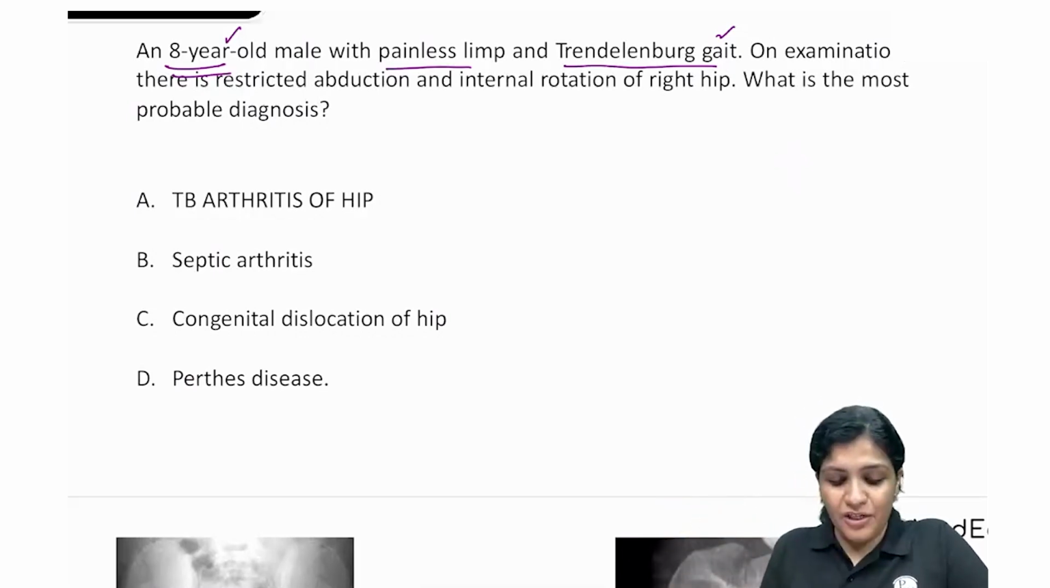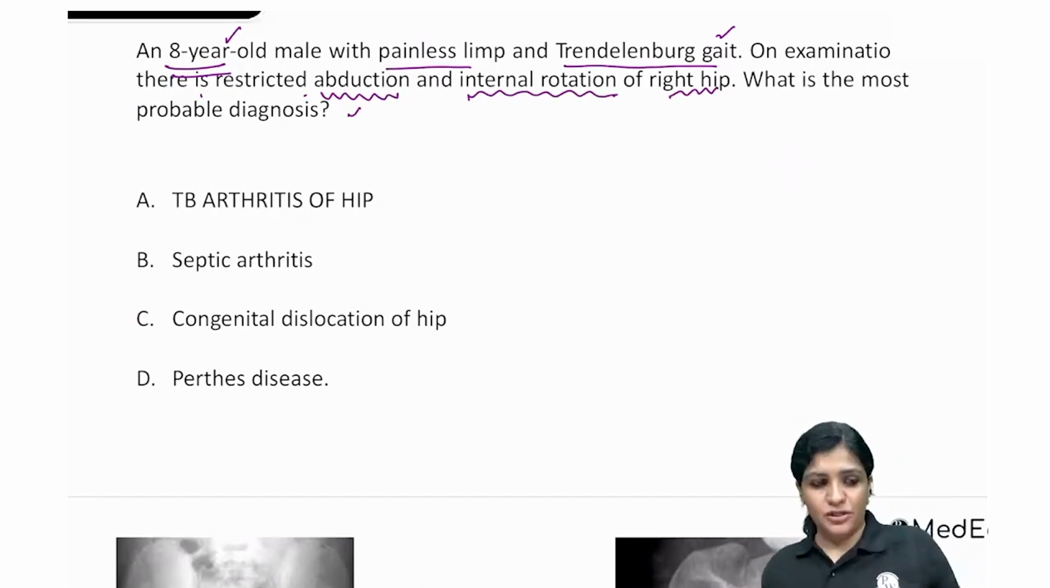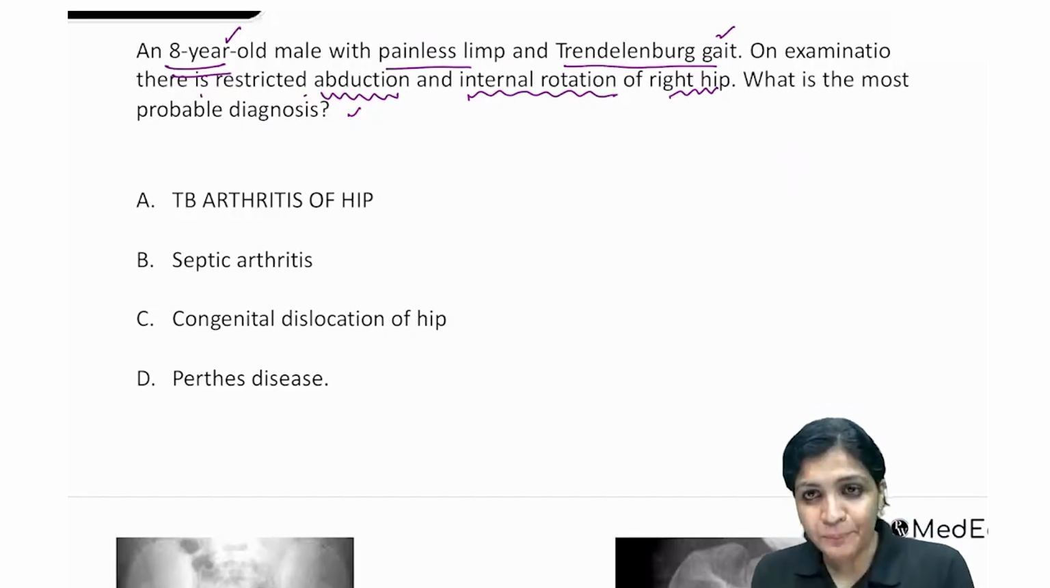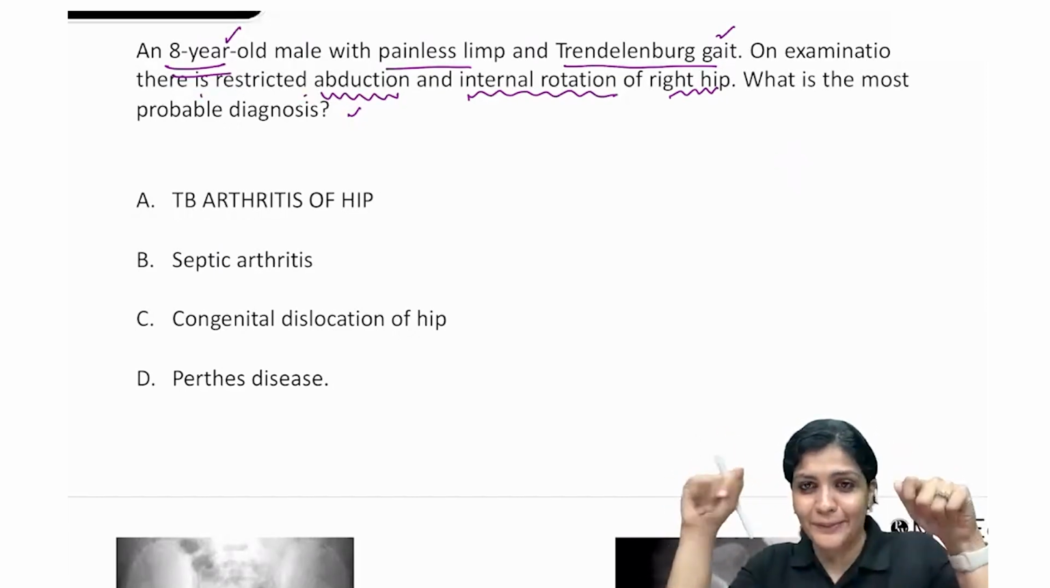And on examination, there is a restricted abduction and internal rotation of the right hip. What is the most probable diagnosis? So here, what are the various hints which we have got? First, there is a painless limp, and then there is a Trendelenburg gait. The Trendelenburg sign is when there is a dip in the opposite pelvis.